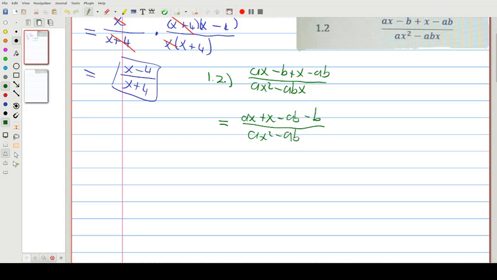x squared minus abx. That is a really ugly a. I'm going to get confused with that one, it looks too much like a 9. So let's rewrite that one. That's supposed to be an a.